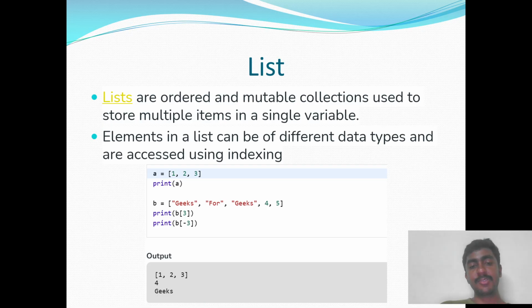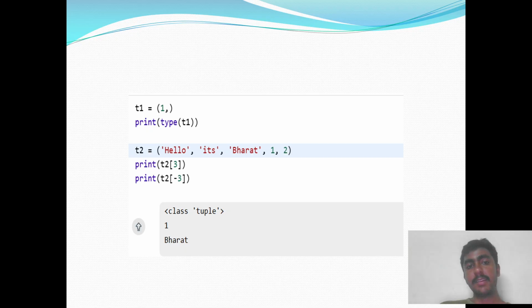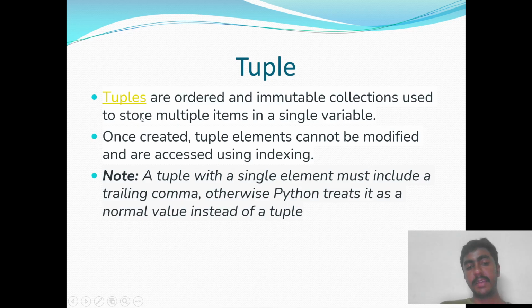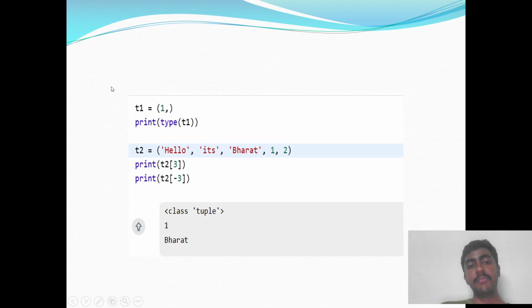So list, I have also discussed this thing. Tuple also done, and here is the example for tuple. Note, a tuple with a single element must include a trailing comma. Otherwise, Python treats it as a normal value instead of a tuple. So here I have given it accurately. If I want to have only one element, 1, after that I have to give a comma. Otherwise, Python won't consider it as a tuple. So if I have this kind of statement and if I print type, it says class tuple.